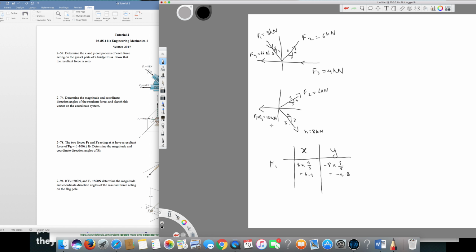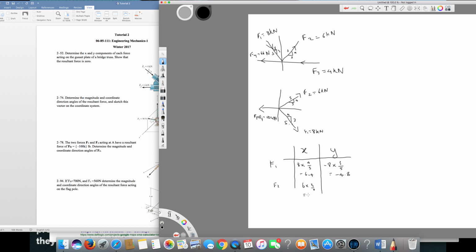And then we have to find F2. So if I find the x value for F2, it's going to be 6 cos theta. Cos theta is adjacent over hypotenuse. Adjacent is 3 over 5, so 6 times 3 over 5. And this is also positive because it's in the first quadrant. First quadrant cos is positive. Or wait, 18 over 5 is going to be 3.6.